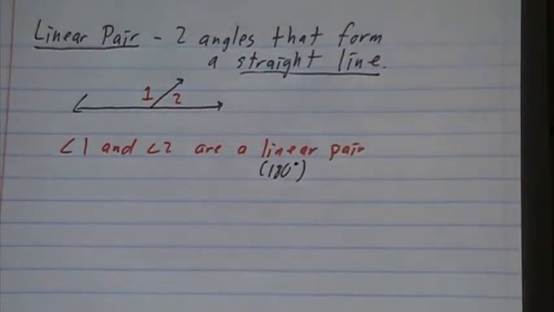Now, one difference between a linear pair and supplementary angles: a linear pair must form a straight line. The angles must be connected. Supplementary angles technically do not have to be right next to each other. So just be aware of that. Linear pair, they must be adjacent. Supplementary, they can be adjacent, but they don't have to be. It just has to be anything that adds up to 180.